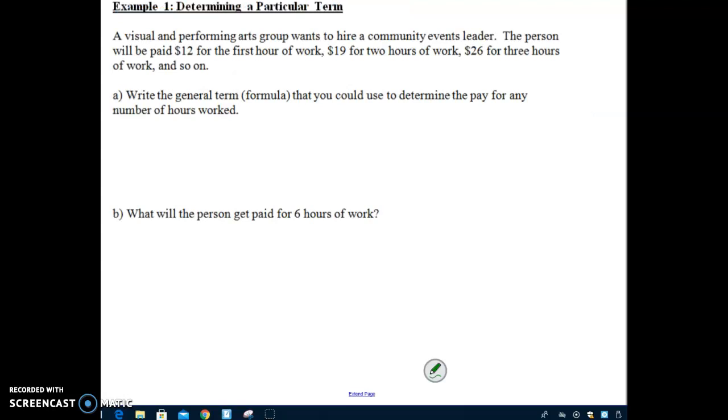So our first example says that a visual and performing arts group wants to hire a community events leader. The person will be paid $12 for the first hour, $19 for 2 hours, $26 for 3 hours, and so on. So I think it always helps to start by listing this out. So the first term is 12, the second term is 19, the third term is 26, and it would continue on this way. So we need to know some of our information.